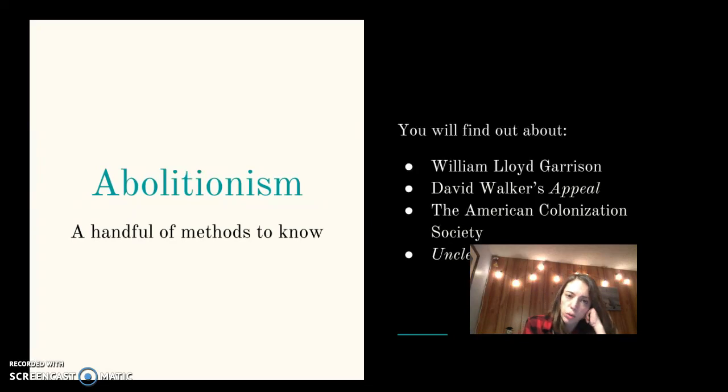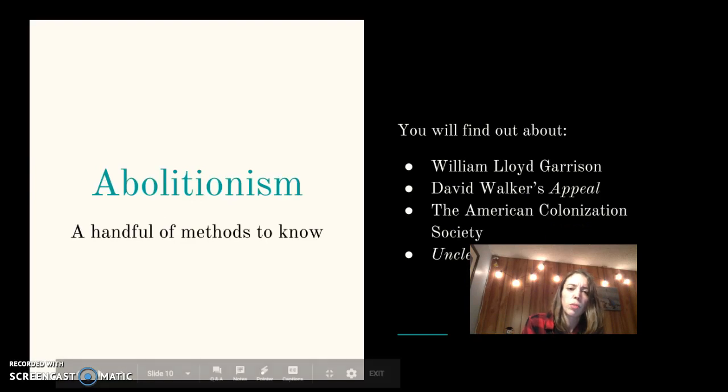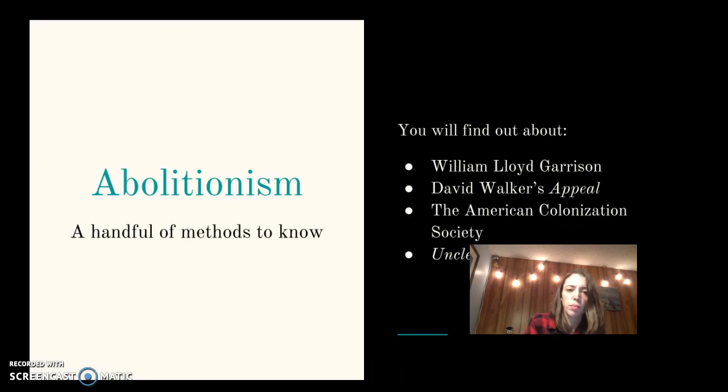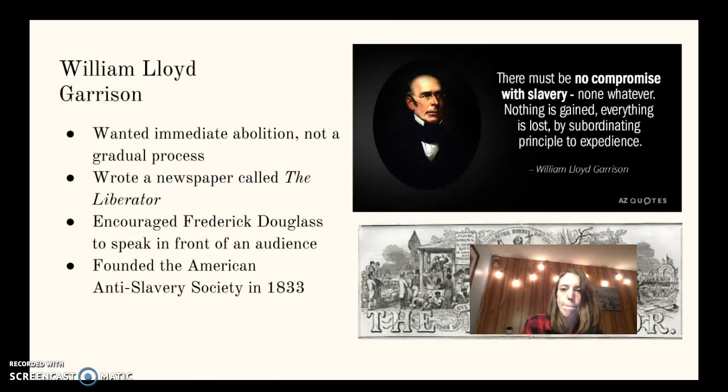So the ones that we're going to find out about are William Lloyd Garrison, and then we've got David Walker, who wrote an appeal that was very sensational, caused quite a stir. Then we have the American Colonization Society, which was started up by the Quakers. But then also some slaveholders were also in on this, so it was kind of a weird duo. And then we have Uncle Tom's Cabin, which was written by Harriet Beecher Stowe, who was a sympathizer.